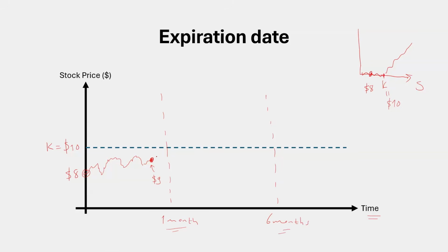So the 1-month contract may expire worthless, but the 6-month one might still end up in the money, right? So in general, not necessarily always, but usually this added extra time is valuable, and it would increase the value of the option contracts.